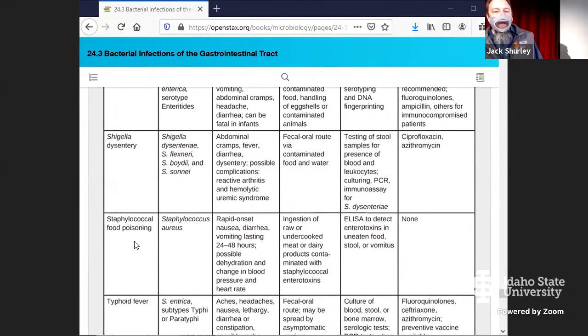With this, the Staphylococcus, this is a food poisoning. So it's the toxins released by the organism, maybe not able to actually find the bacterium. Doesn't really matter. It is, like I said, the toxins. So this is one that gets you pretty quick, rapid onset, nausea and diarrhea, vomiting, all of this stuff, pretty quick. All right, lasting a day, maybe two.